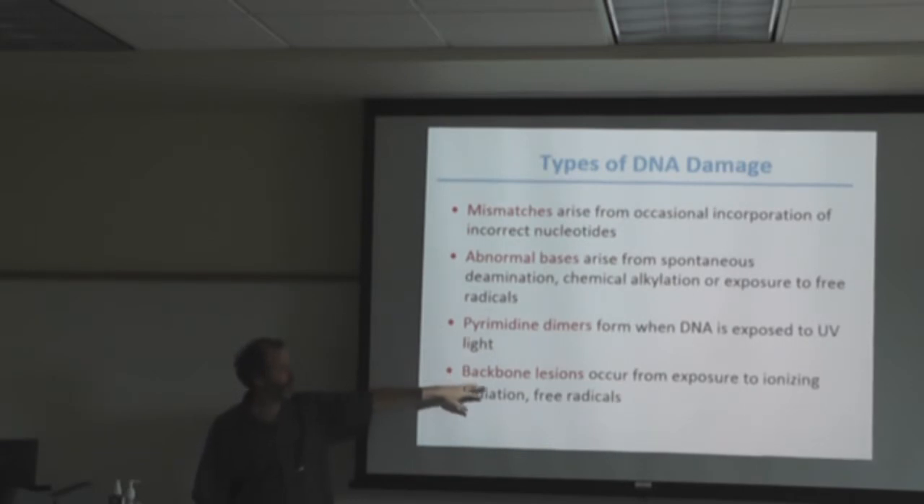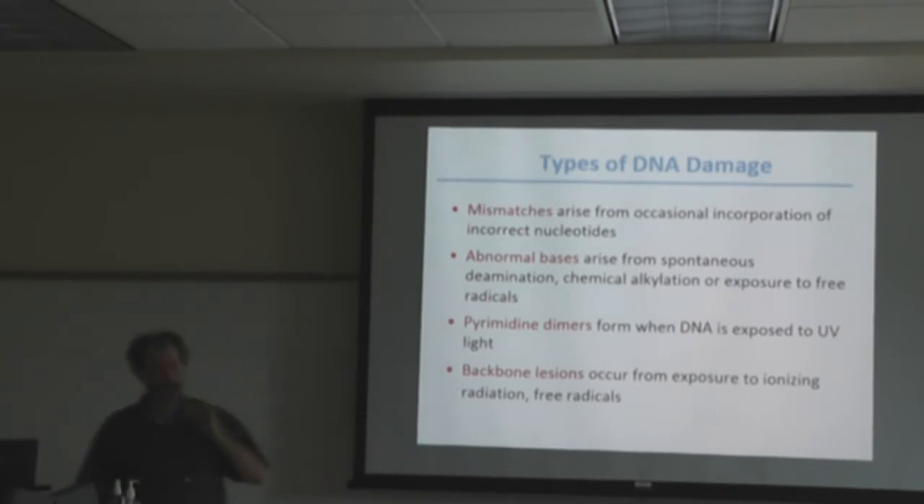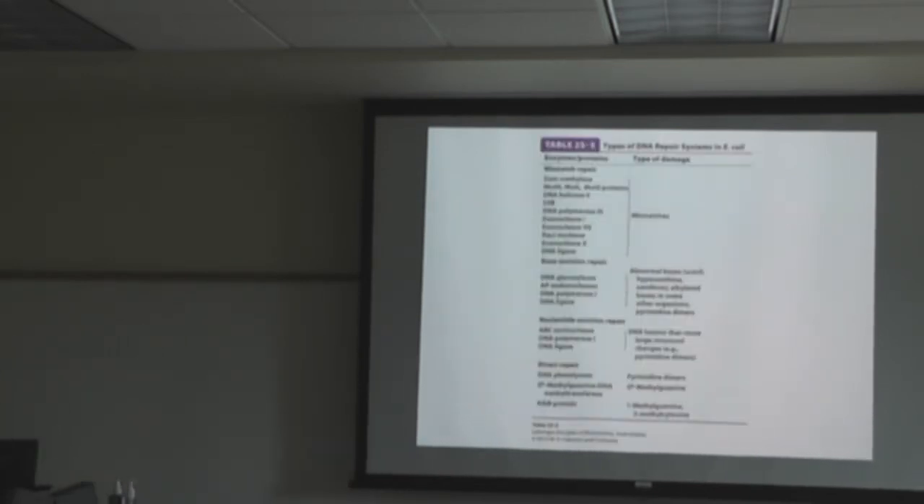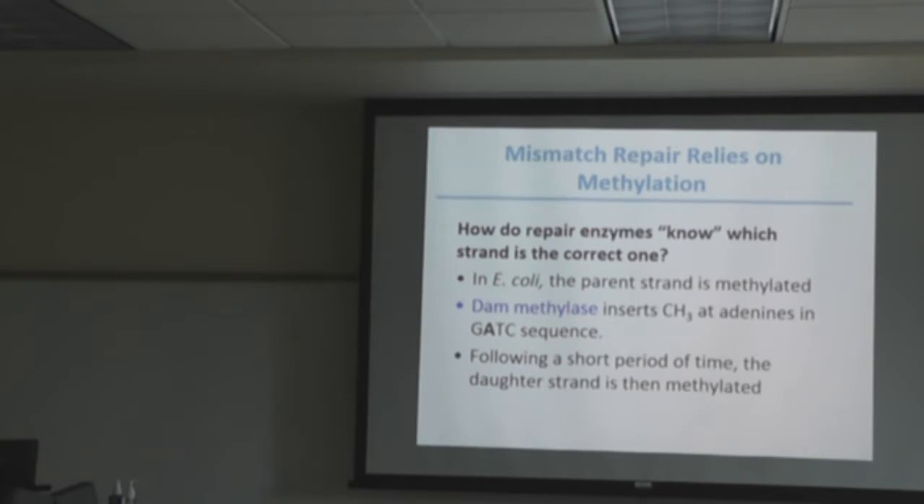Then you can have backbone lesions that occur from exposure to ionizing radiation, such as gamma rays, or alpha or beta particles, or free radicals generated from normal metabolism. And this shows you the list of different types of damage and the enzymes or proteins that will be involved in that repair. So how do repair enzymes know which strand is the correct one?